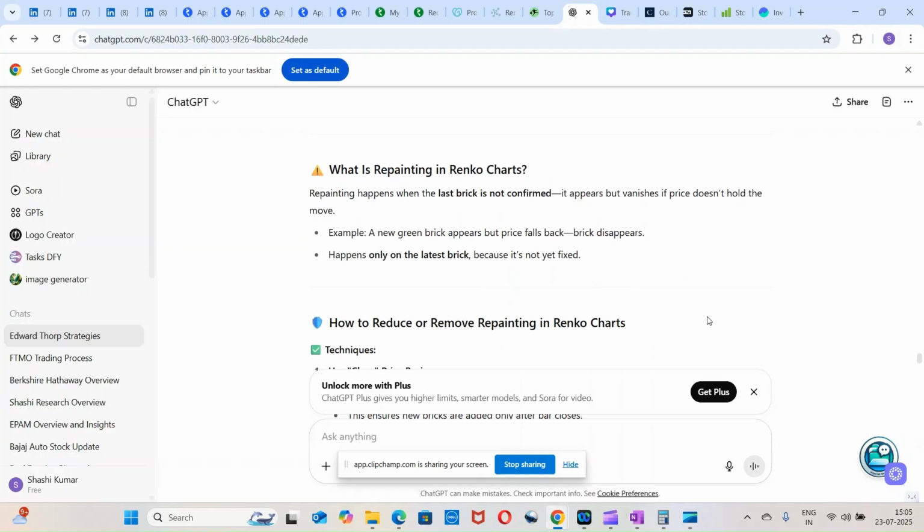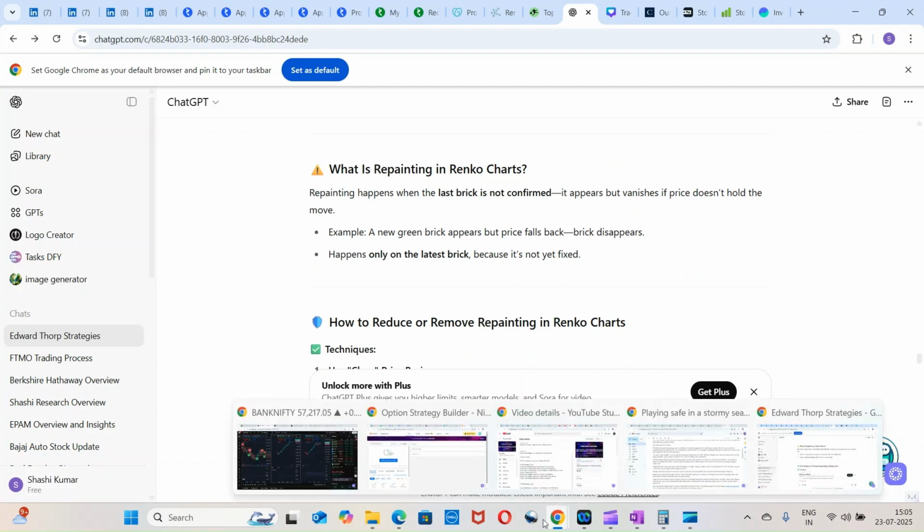So what is repainting in Renko charts? Repainting happens when the last brick is not confirmed, but it appears, and vanishes if the price doesn't hold the move.